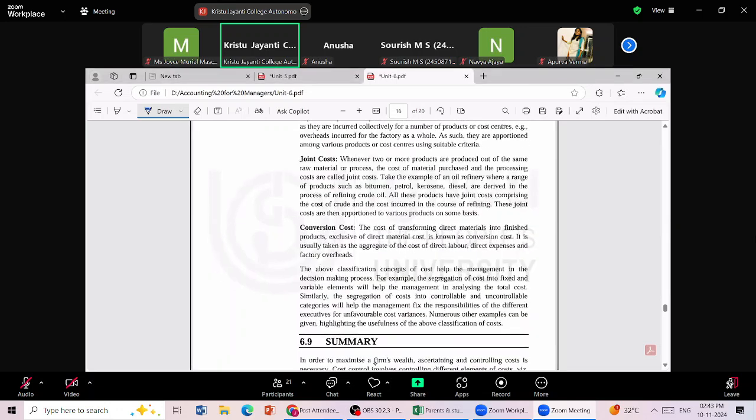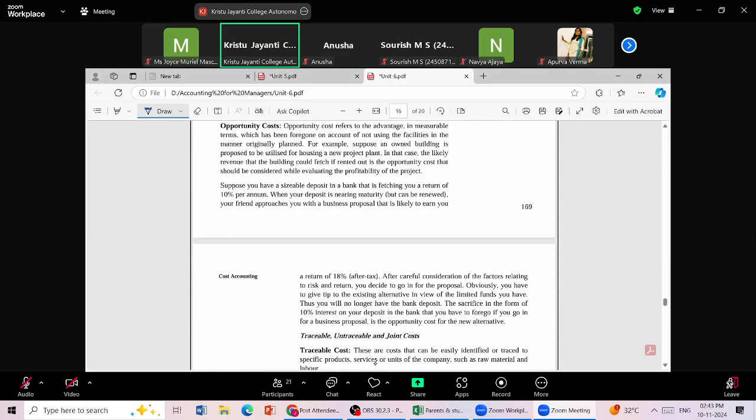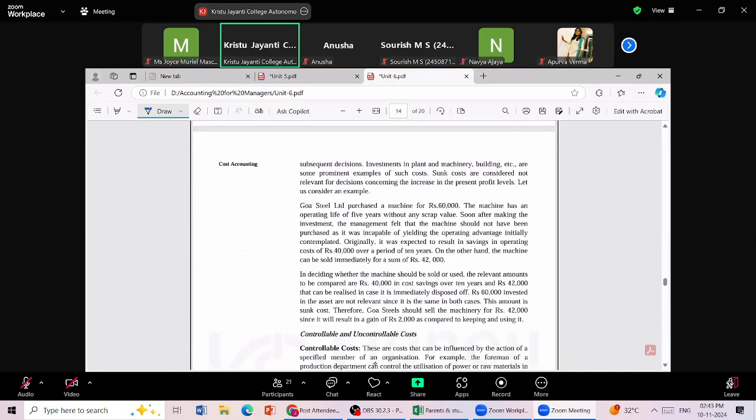And conversion cost, which is the cost of transforming direct material into production. That is called conversion cost. So these are a few components of cost you have.